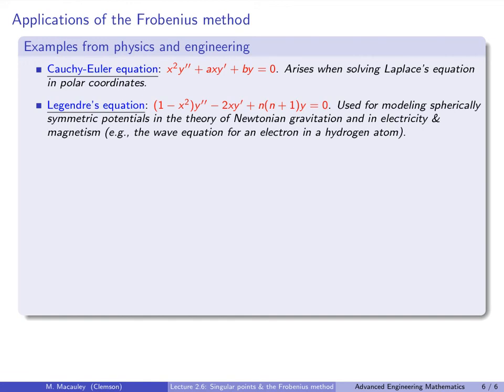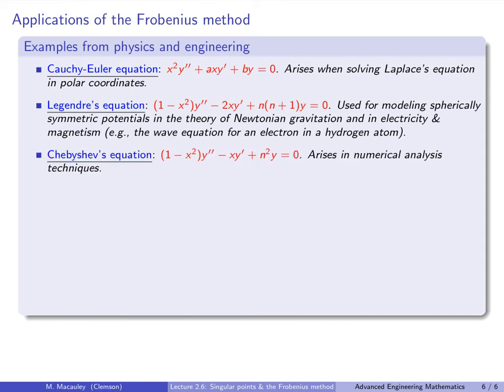Next is Legendre's equation. We actually solved this in the last lecture, and we will see it in a couple of sections later, when we study Sturm-Liouville equations. We'll actually see a lot of these in that section. So Legendre's equation is 1 minus x squared times y double prime minus 2x y prime plus n times n plus 1 times y equals 0. And this is used for modeling spherically symmetric potentials in the theory of Newtonian gravitation and electricity and magnetism. Basically, it's when you want to solve Laplace's equation not in polar coordinates, but in spherical coordinates. So anytime you have a physics problem and it's spherically symmetric, Legendre's equation is bound to come up.